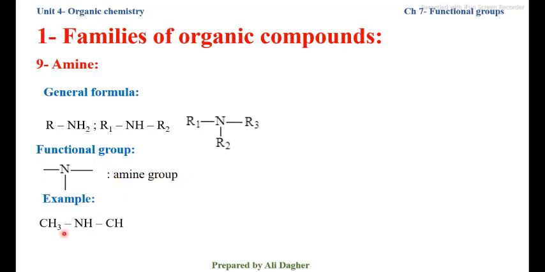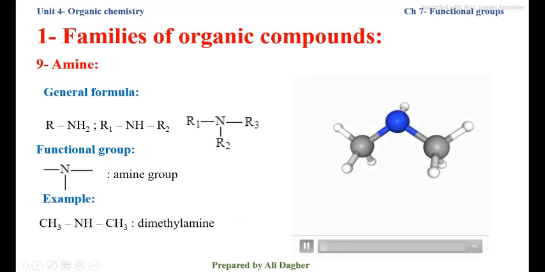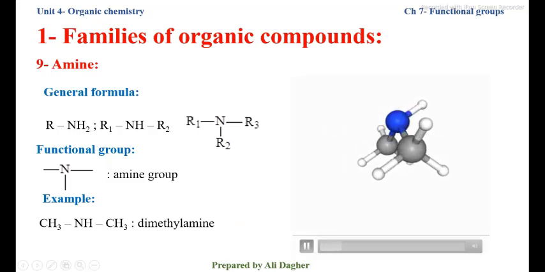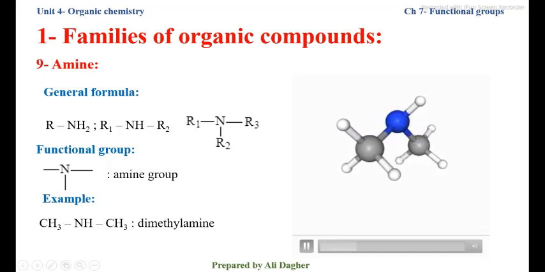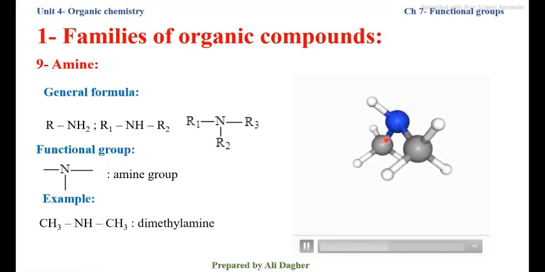Example, CH3NHCH3, dimethyl amine, and this is the 3D model of dimethyl amine, CH3NHCH3. N is the amine group.